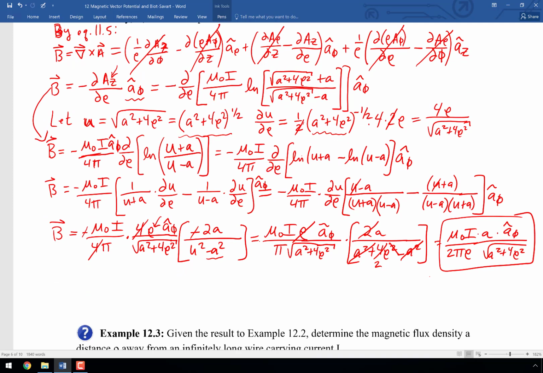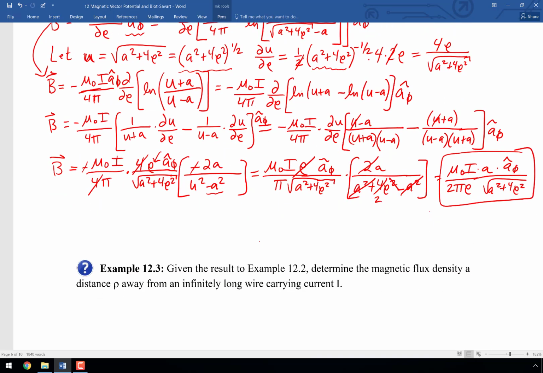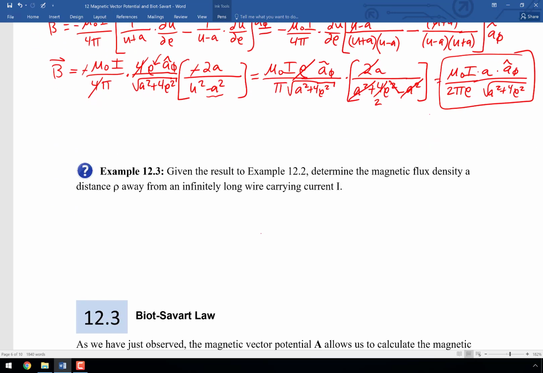I would also expect that as I increases, the magnetic flux density would increase, and that's in fact the case. I would also expect that as rho increases, the magnetic flux density is going to decrease. We get further away from that current density, and that in fact is the case here as well. Now, given that result, determine the magnetic flux density a distance rho away from an infinitely long wire carrying a current I.